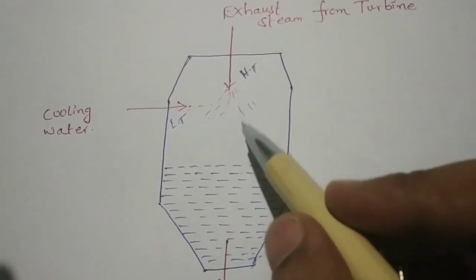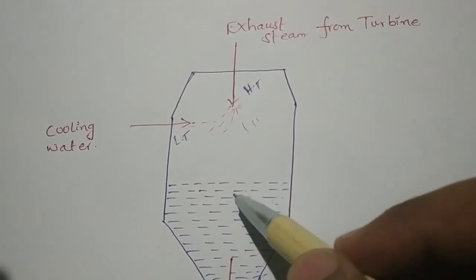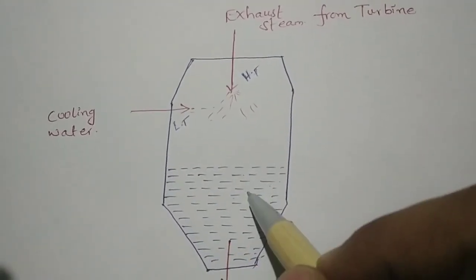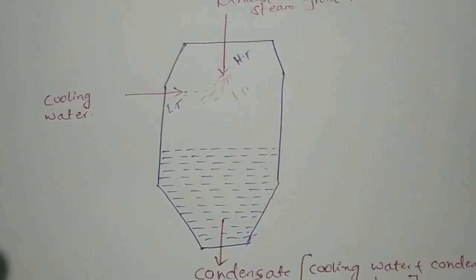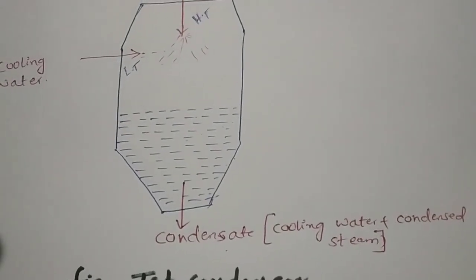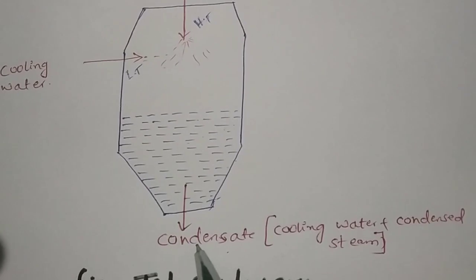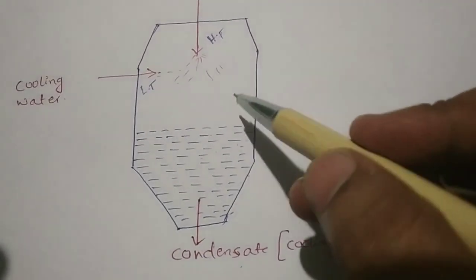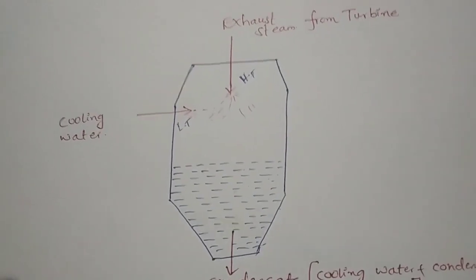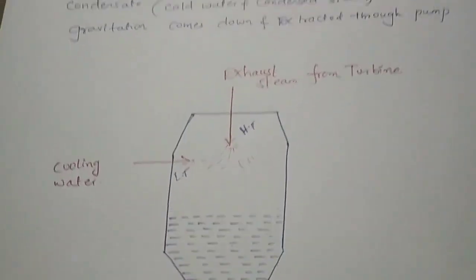Here the cold water is also mixing with the steam. Some steam is available here, and at the same time water, and these two are mixing in this place. Therefore the condensate is not completely liquid, it is a combination of both cooling water and the condensed steam. This thing you have to remember: condensate means what we get after condensation. In this way the jet condenser is working.